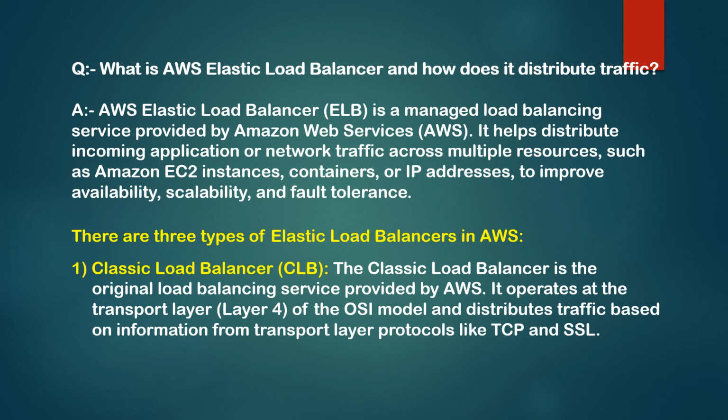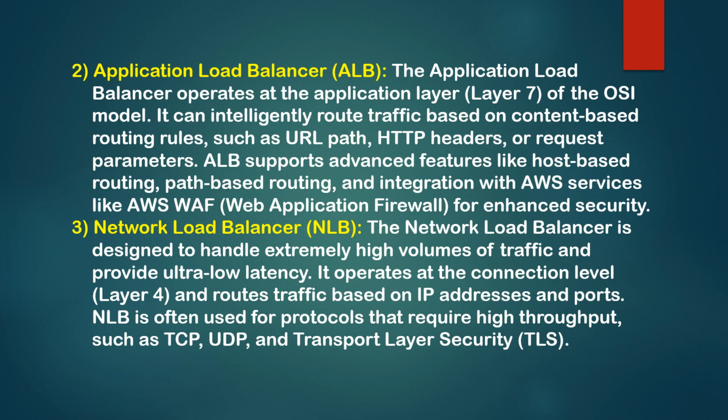There are three types of Elastic Load Balancers in AWS. Number 1. Classic Load Balancer (CLB). The Classic Load Balancer is the original load balancer service provided by AWS. It operates at the transport layer 4 of the OSI model and distributes traffic based on information from transport layer protocols like TCP and SSL.